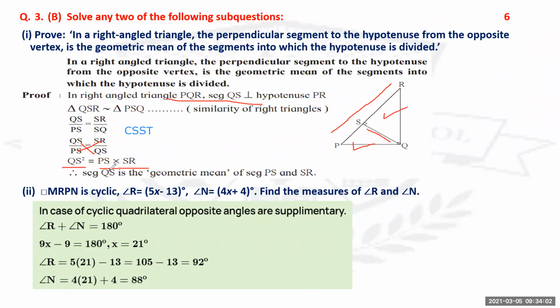Is this clear to all the students? Any difficulty in understanding this? Let me know so that we'll move ahead with the next question.